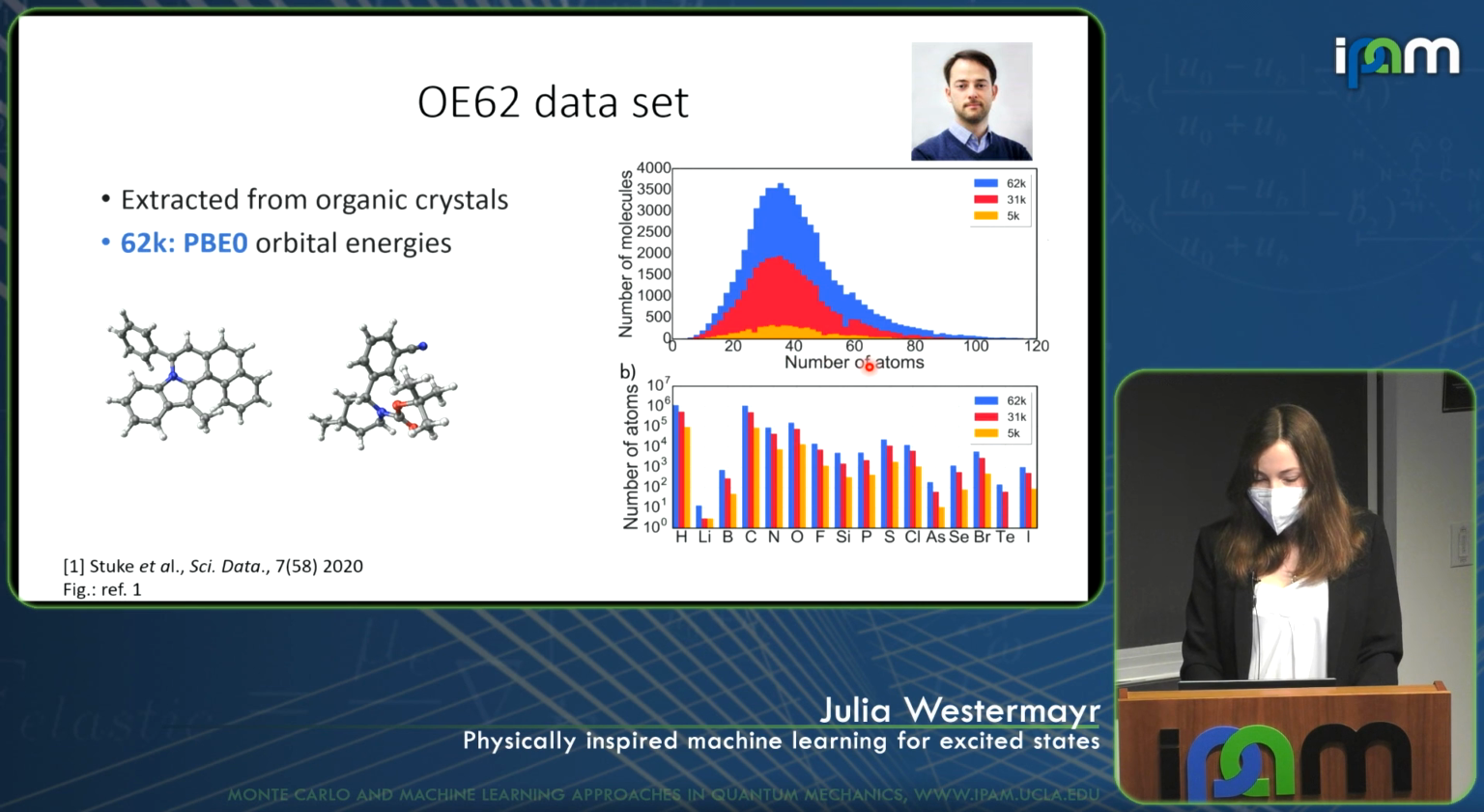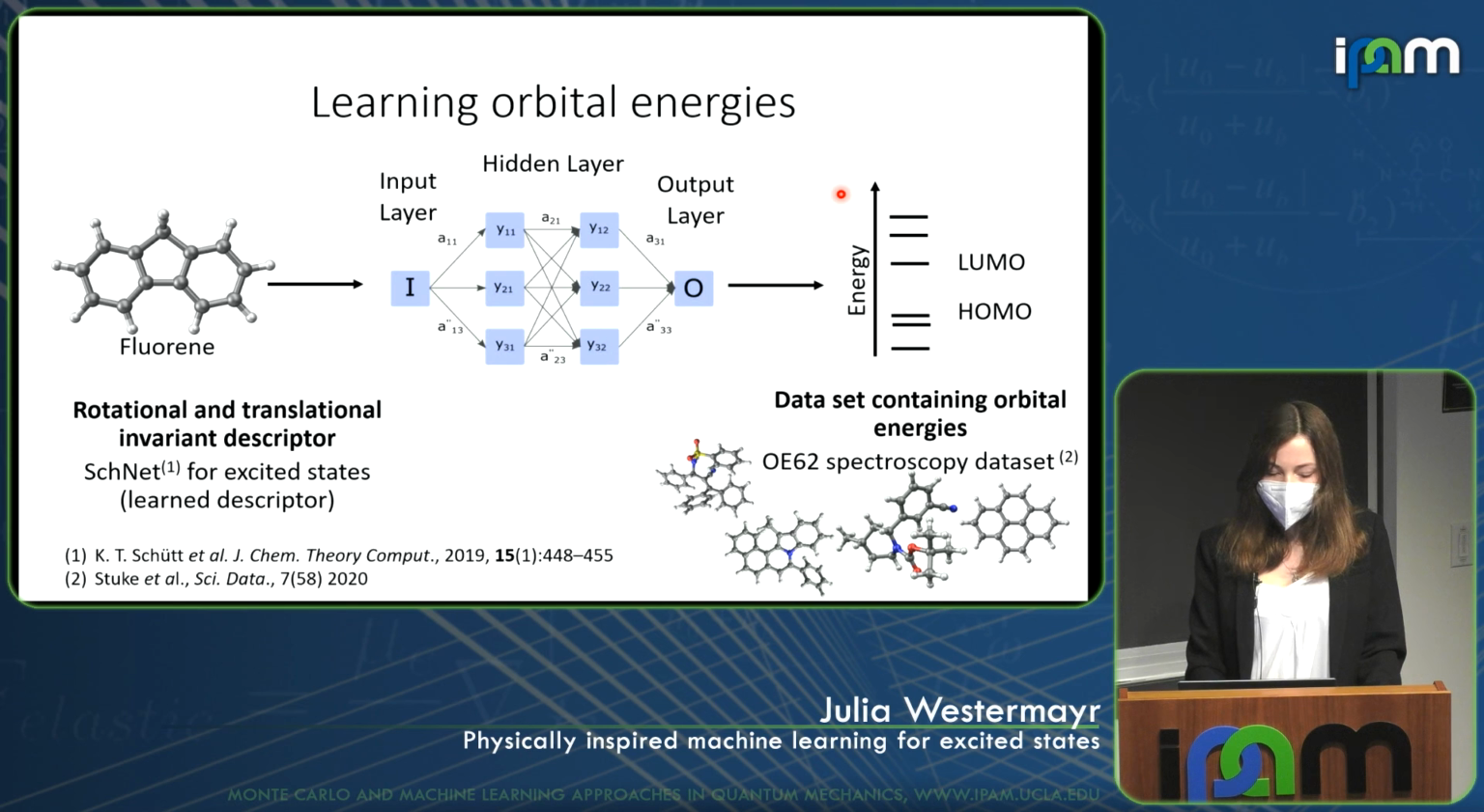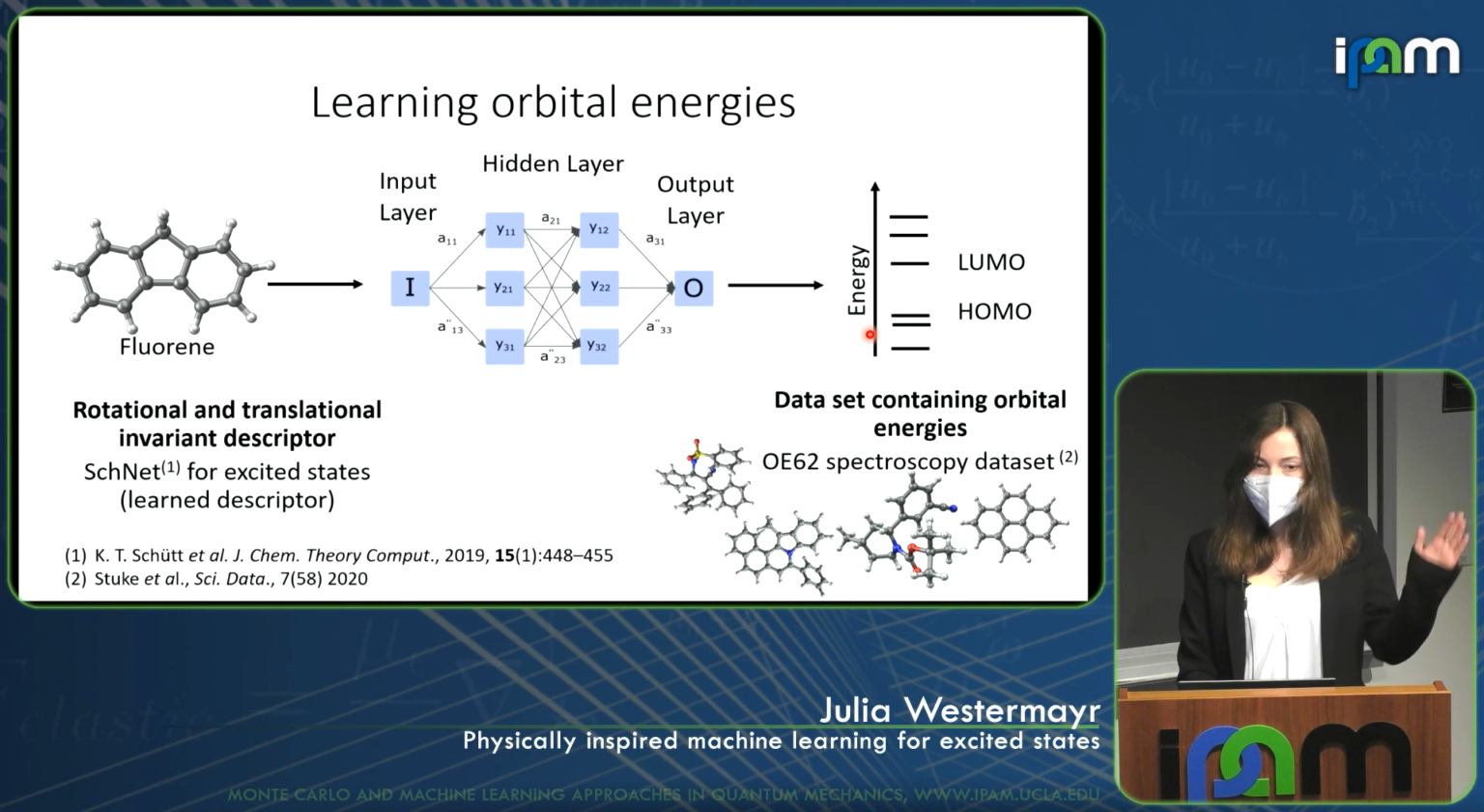So you can see here in the OE62 data set how the molecules are distributed. So we have really very diverse molecules with very small atoms and very large atoms. And the chemical diversity is also quite high. So we wanted to fit the orbital energies. And I wanted to use the approach that I developed during my PhD. So we wanted to use SchNet as a descriptor and a multi-state neural network for the orbital energies. And we wanted to train the orbital energies of the molecules in the OE62 dataset.